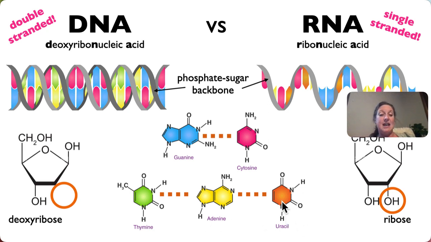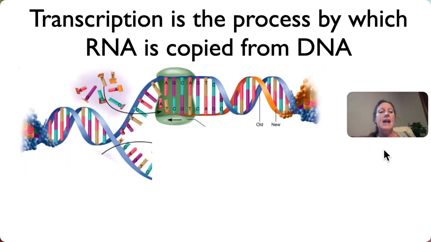So you can see that uracil and thymine are very similar. There's really just a methyl group here that is missing in uracil. So it kind of makes sense that adenine would like them both. But this one is the only one that is connected to ribose, and this is the only one connected to deoxyribose. Now, transcription is fairly simple.